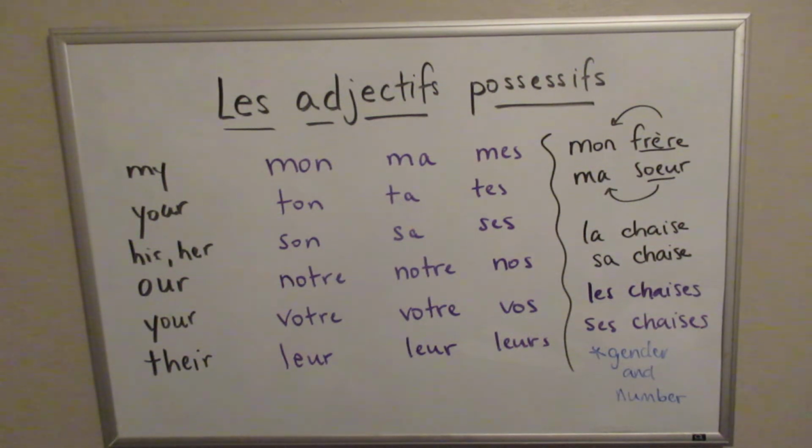Now for some of them, that's a little bit more difficult than others. Mon, ma, mes, ton, ta, tes, son, sa, ses, those all have a masculine, a feminine, and a plural. Now you'll notice when we get to our and the more formal your, we have notre. That doesn't matter really whether it's masculine or feminine. We're always just going to use notre or votre. Now plural does, nos and vos. With their, we're going to use leur, leur. And when we speak, it still sounds the same, leur, but it does have an S when you write it. So that's something important to note.